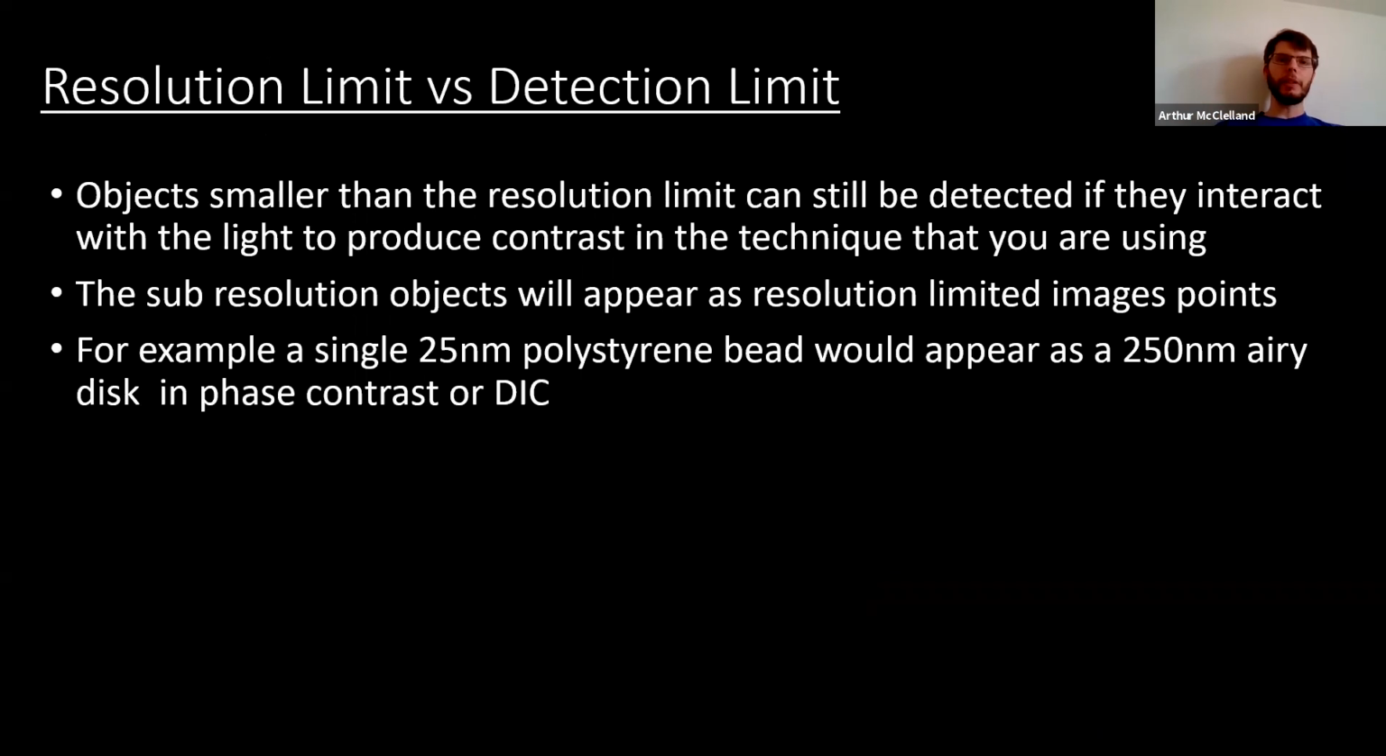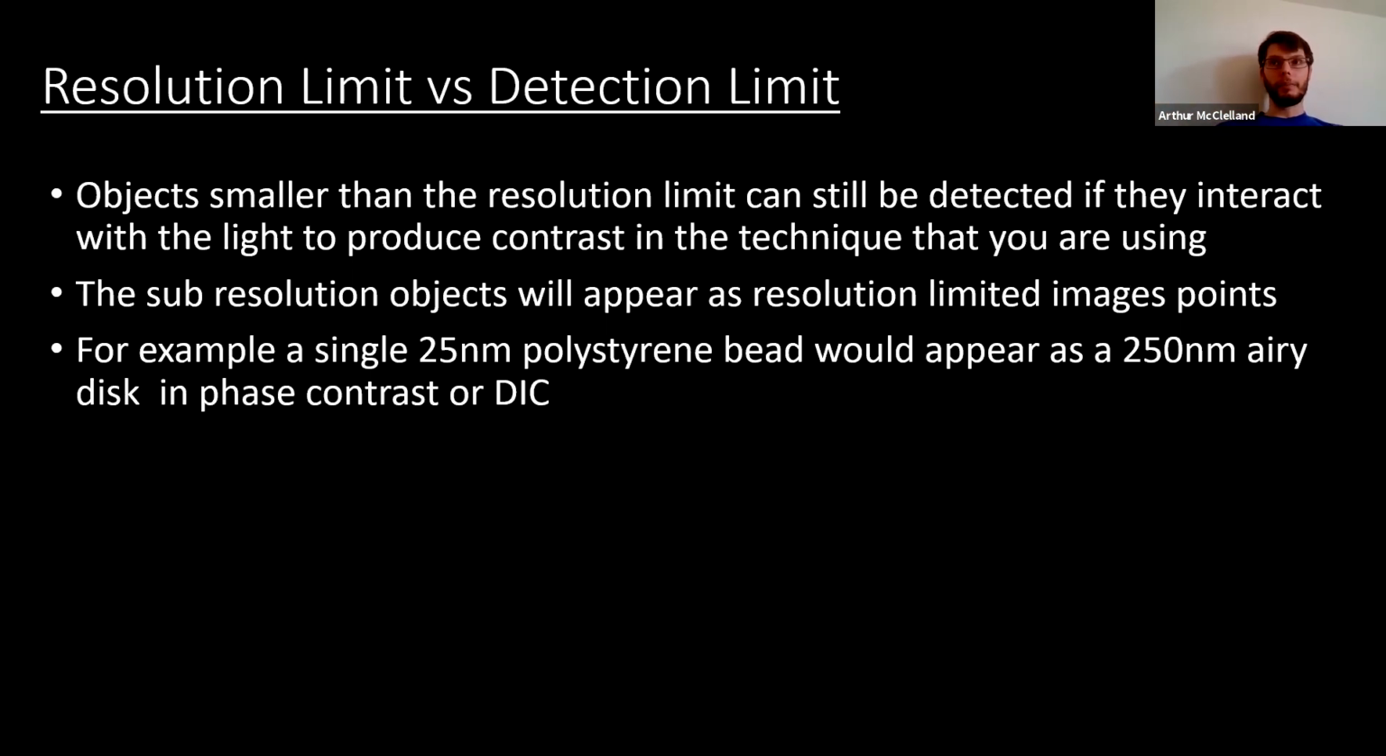But there's a difference between the resolution limit and the detection limit. So there can be objects smaller than the resolution limit, but you can still detect them. So if you bring a quantum dot and the quantum dot is 10 nanometers across, I can't resolve that the quantum dot is 10 nanometers across. It will blur out to a 300 nanometer spot when I look at it in the microscope. But I can detect it. I can tell you, yes, there's a quantum dot there.